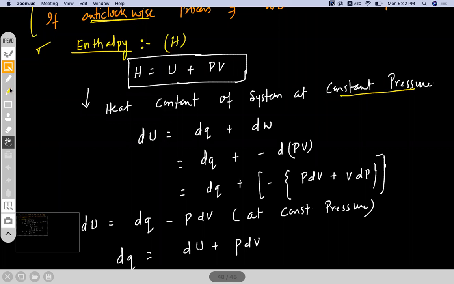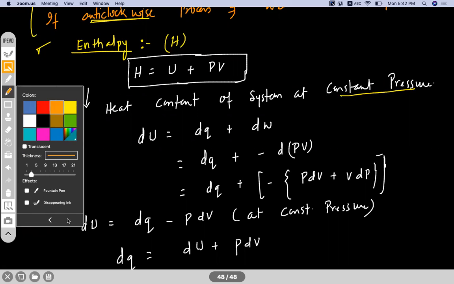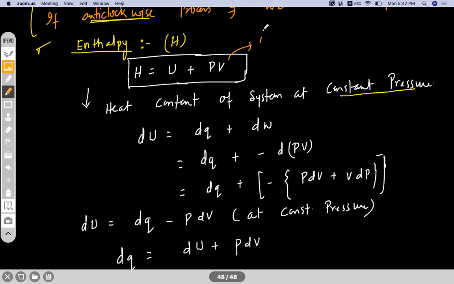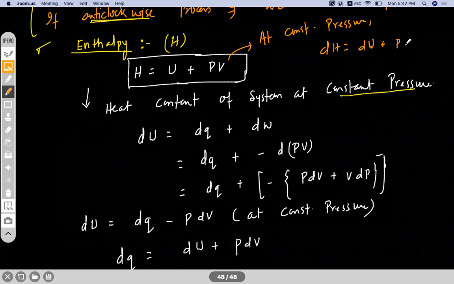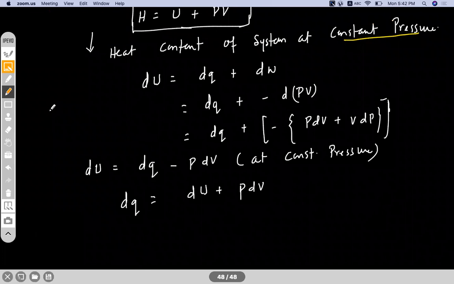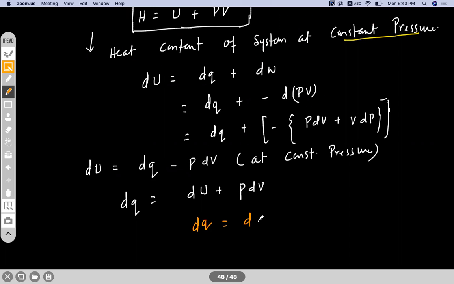So here if I write down one more step, at constant pressure dH is equal to dU plus PdV, and this is nothing but dQ over here. So from these two expressions, what we can write? dQ, the heat at constant pressure, is nothing but dH. So this is the mathematical definition of enthalpy we have. It is the heat content of the system at constant pressure.